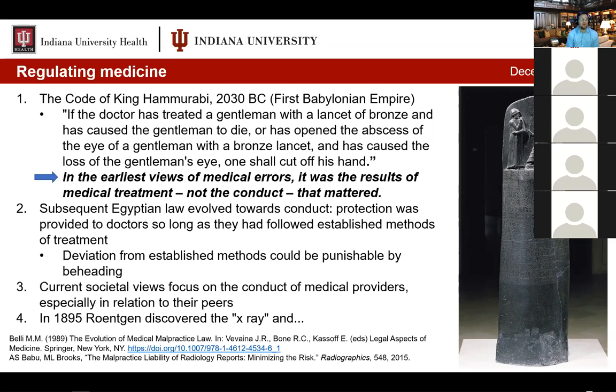Now that starts to reflect more like modern day. However, deviation from those established methods was punishable by beheading, and there were examples of people getting beheaded for not following what we now refer to as standard of care. Again, very serious penalties that we don't have, but it gives you an idea of how this view of medical errors and malpractice evolved to where we are now. Our current societal views focus on the conduct of medical providers, and that is done especially in relation to their peers. And we'll talk about how you evaluate medical conduct in relation to one's peers when we get to the definition of standard of care.